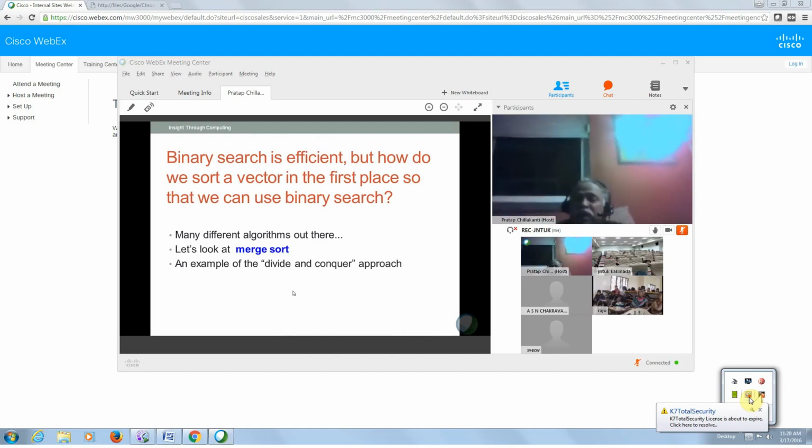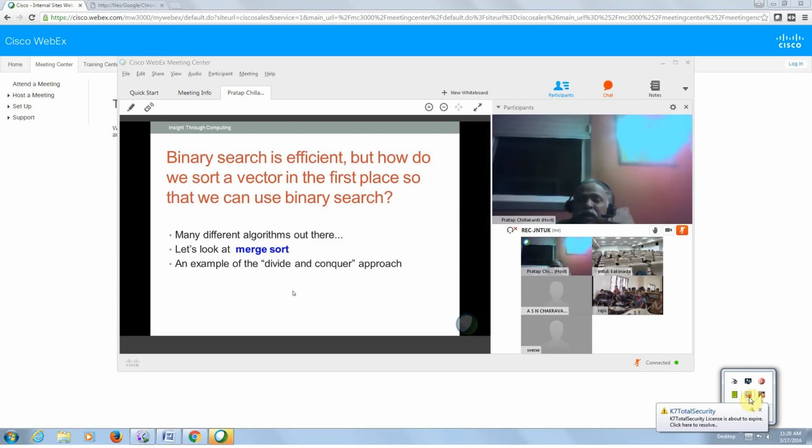How can we do binary search? First of all, we said the condition is it has to be sorted. Now that means sorting takes time, right? So we need to sort a vector or an array, as you call it, so that we can use binary search. Lot of different algorithms for sorting, right? In the very first class, I asked you to implement programs for selection sort and bubble sort, right? So here we are going to look at 2 sorts today.